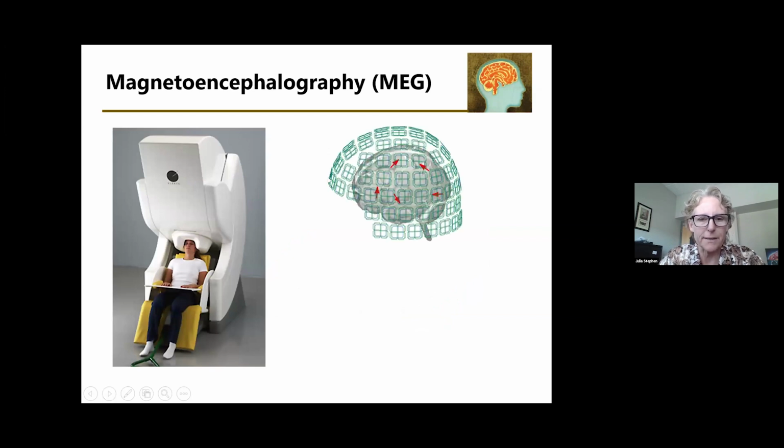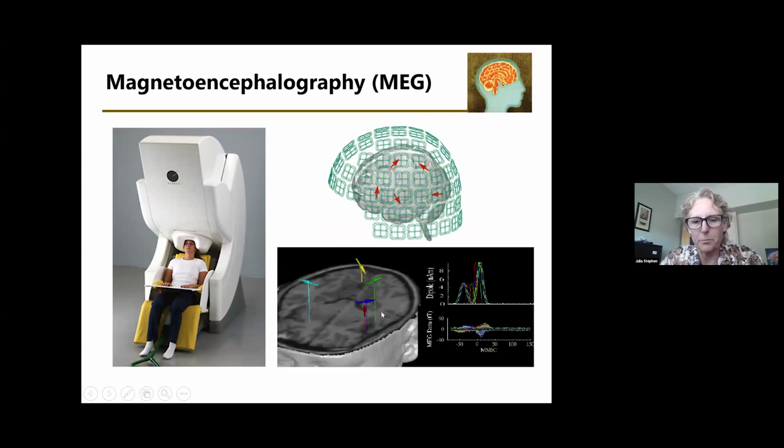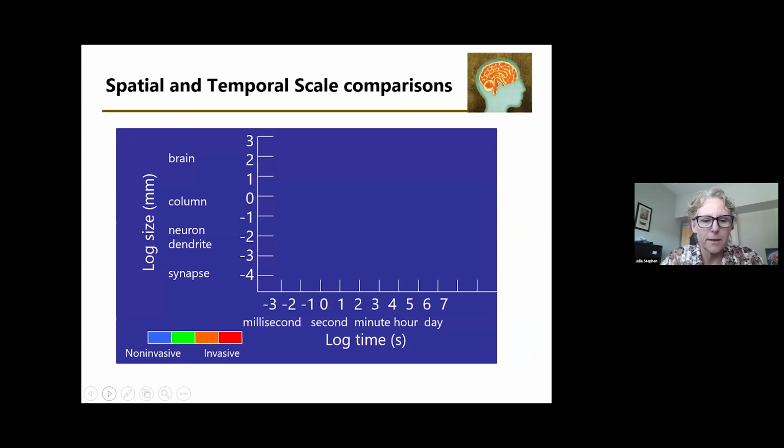And inside this plastic helmet, we have a bunch of sensors that are located around the head, and that allows us to measure the magnetic field pattern. And from getting that magnetic field pattern, then we can figure out where those currents are coming from in the brain. So this is just a depiction of that. And we also, similar to EEG, have high temporal resolution, so we can look at the location as well as the timing of that activity.